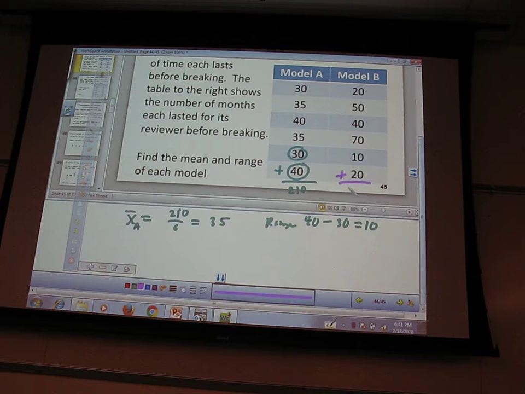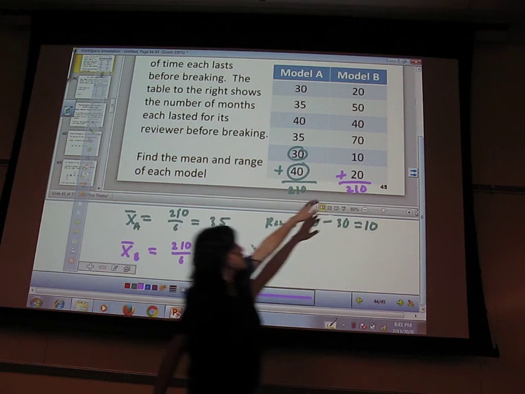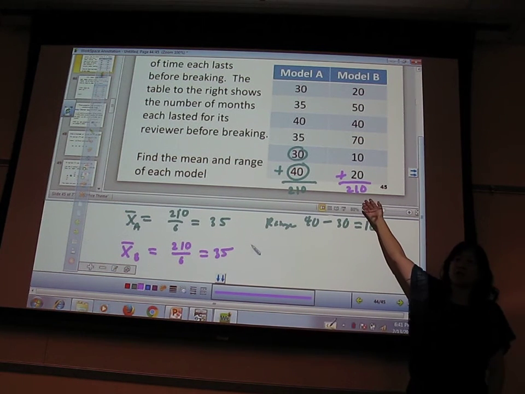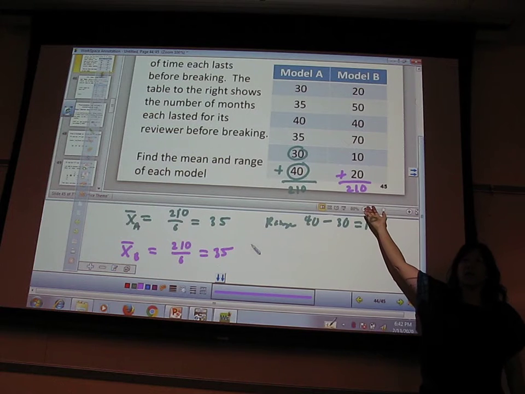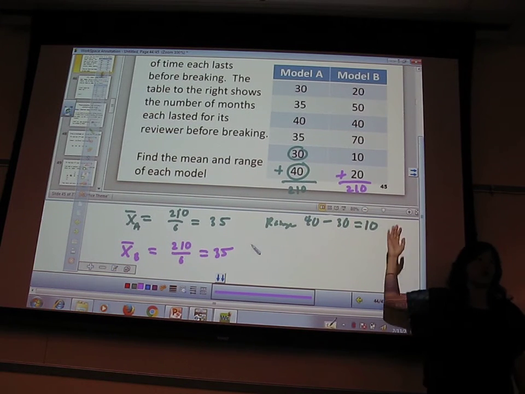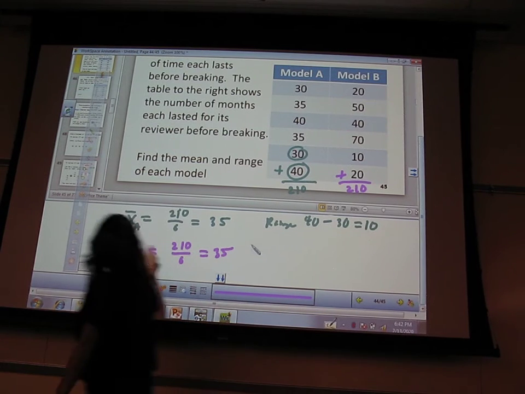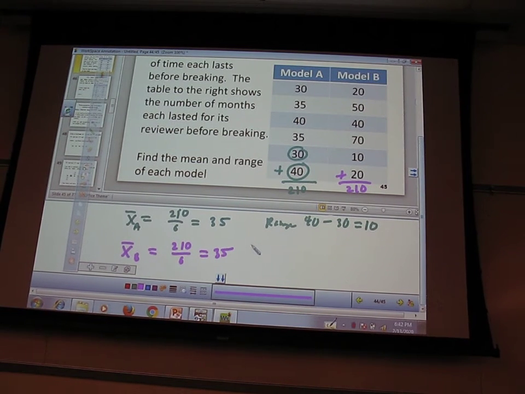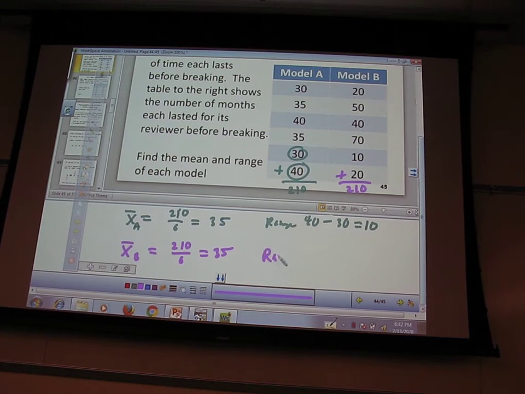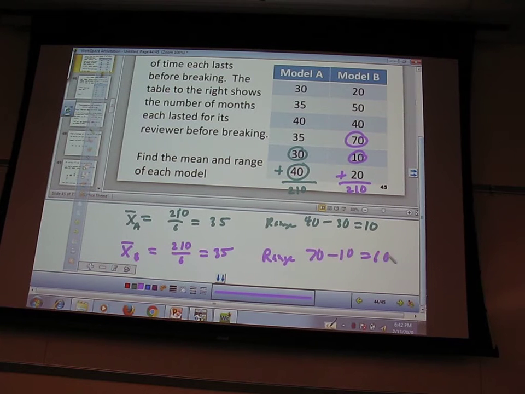How about the other one? Add all these up. I get 210 there also. So my x bar of B, my sample mean of B, is 35, right? Because this is a sample. This is not every single TV of that style that Sony's ever made, right? They didn't make just 6 TVs. They made a whole bunch. These are just 6 of the reviews. So it's a sample. And my range is again going to be the highest and the lowest, so 70 minus 10, 60. Good? All right.